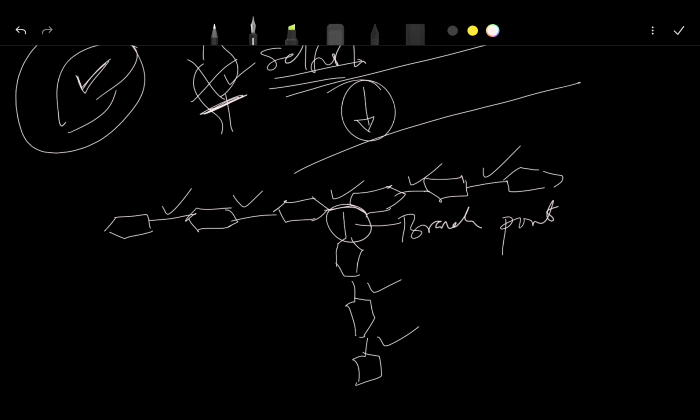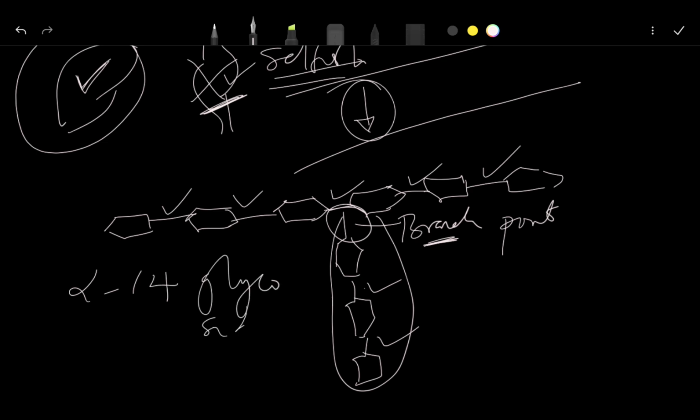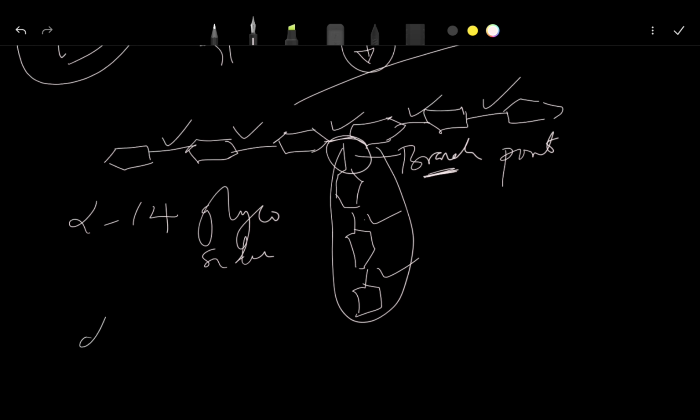What I'm trying to stress here is that just because this entire structure is a branch does not mean that all the bonds are branch bonds, because a branch bond is different from a straight bond. A straight bond is referred to as an alpha 1,4 glycosidic bond, but your branch point bond is an alpha 1,6 glycosidic bond.